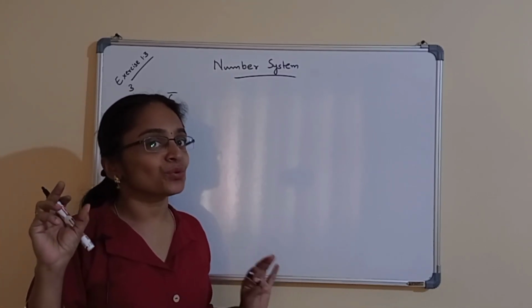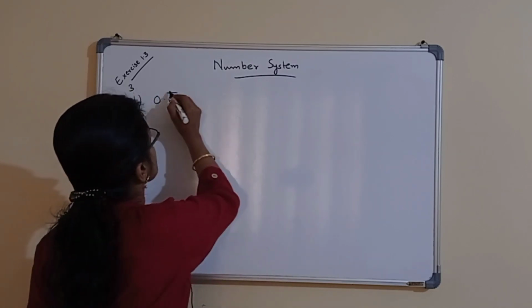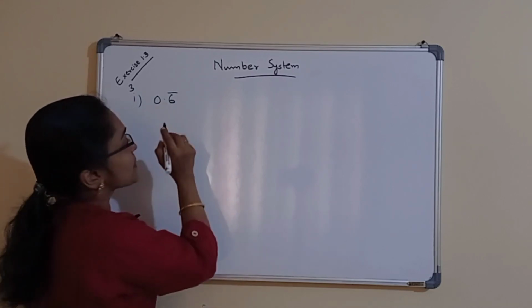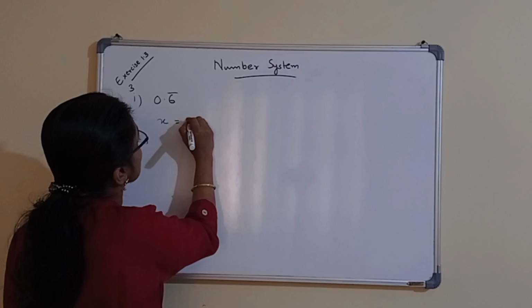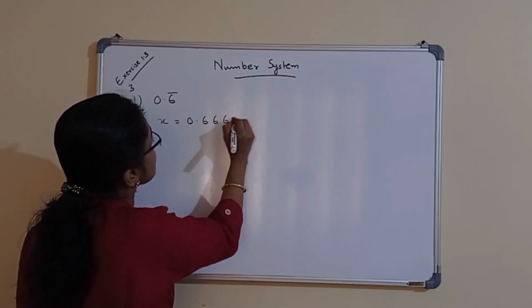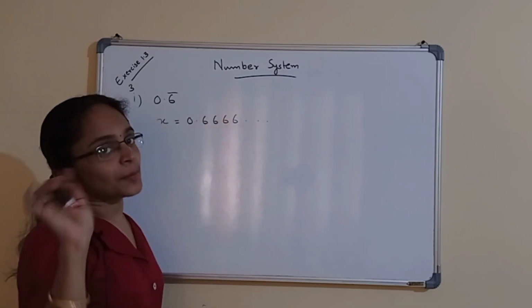Now, the third question is to express the following numbers in the form p by q where p and q are integers and q is not equal to 0. So, the question is 0.6 repeating. That is, 6 is repeating. So, first we have to take x equal to 0.6666 etc. That is, this 6 will repeat.